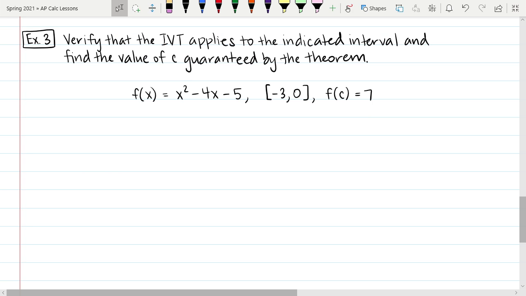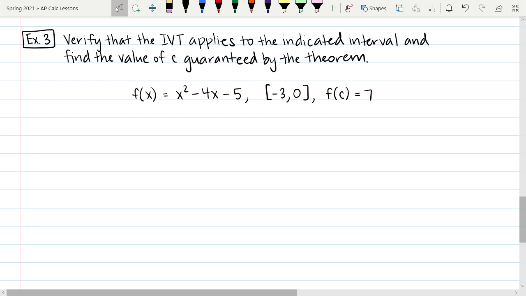Okay, our last example here. Verify that the IVT applies to the indicated interval and then find the value of C guaranteed by the theorem. So the only real difference here is that not only are we trying to show that the IVT applies and then make the conclusion from it, but now we're actually trying to find that value guaranteed by the theorem. Okay, so we're still going to start the same way.